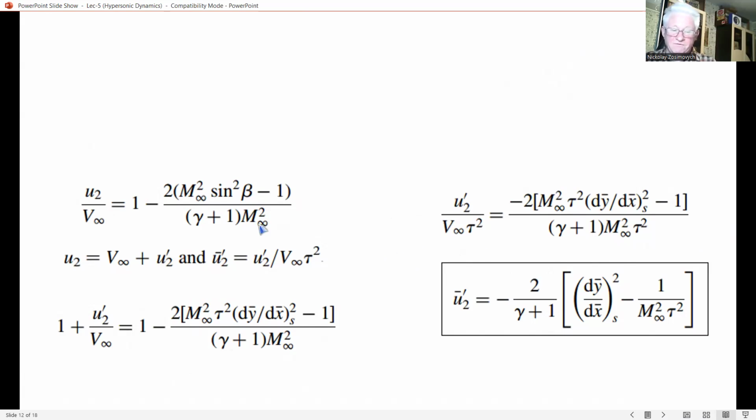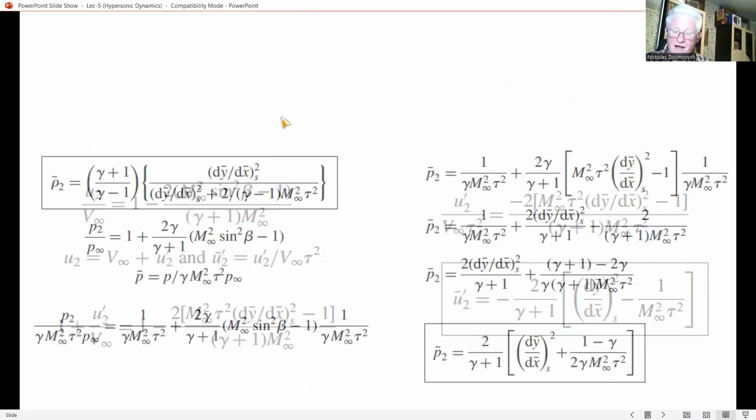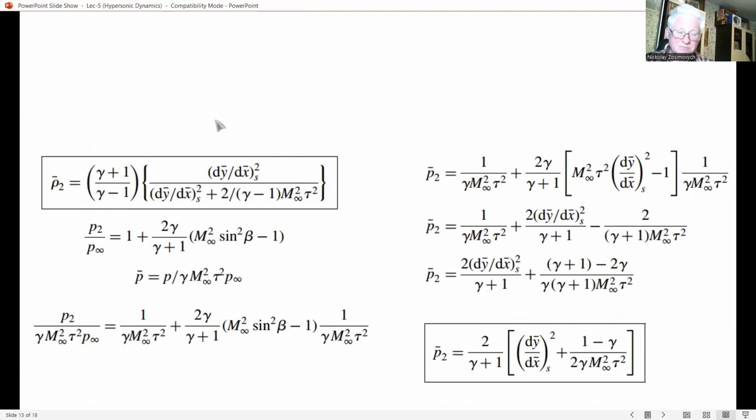Identically, repeating for the next expression, we arrive at this expression for rho 2. P2 over P infinity gives us this expression, where we have P average as P over gamma times M infinity squared tau squared times P infinity. Look, it is something like you already saw. After transformation, this and this, we can find the expression for V average stretch.